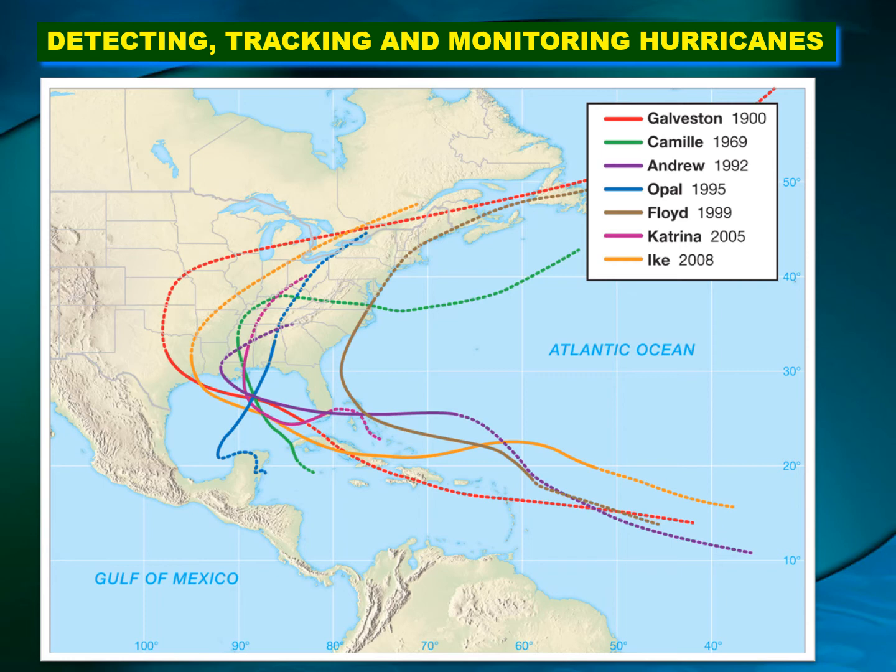What else do we have? We have Andrew in 92. I'm glad they're showing Andrew. That was quite devastating for Florida. Opal in 95. That one I'm less familiar with. Floyd in 99, which we have mentioned earlier in this presentation. Katrina, of course, devastating and one for the record books, 2005, and then Ike.